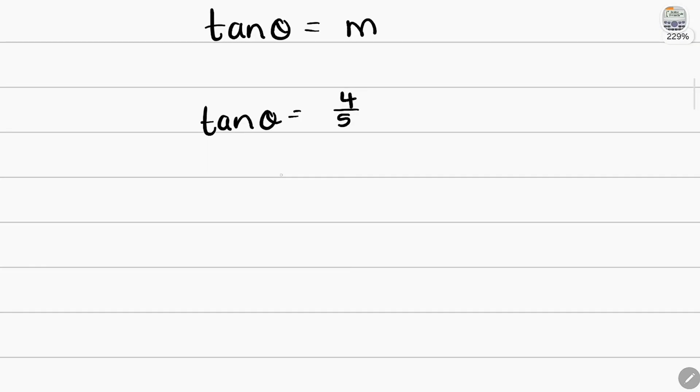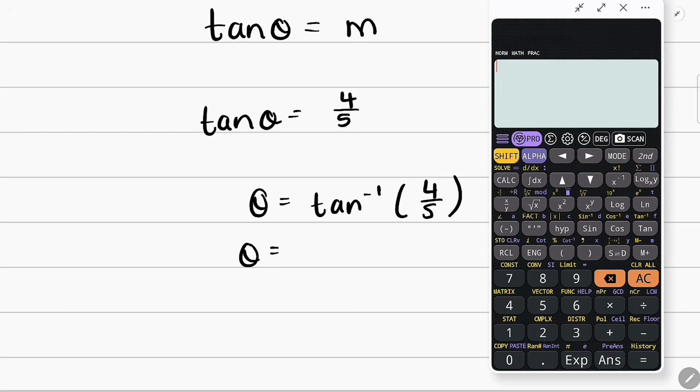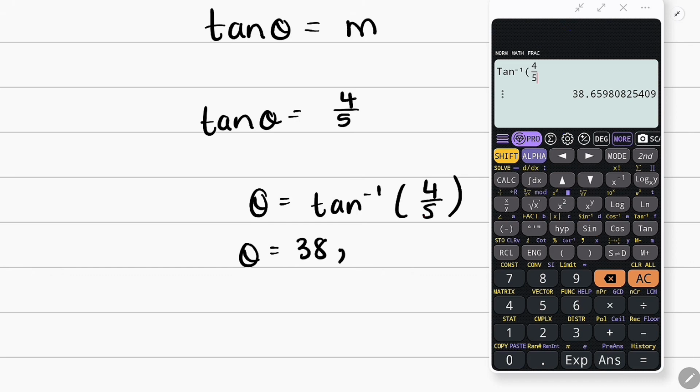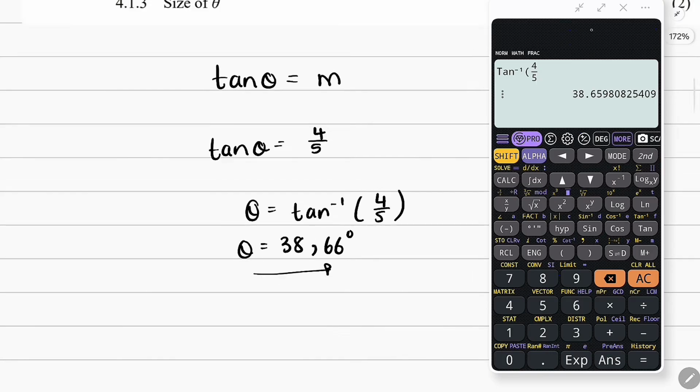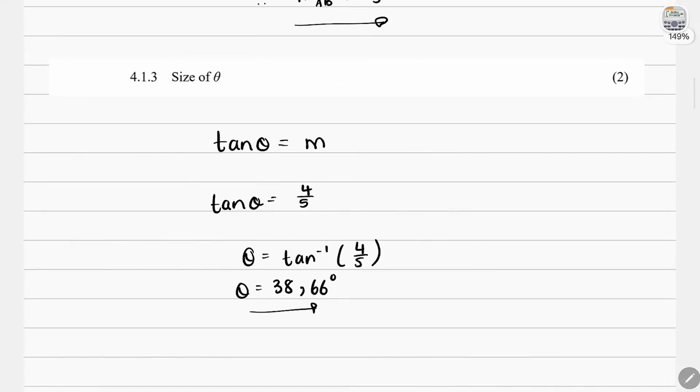And then to find the answer for theta, we'll simply take the inverse of tan. So we're using the second function of tan. So this is shift tan 4 over 5, and then let's just find out what that is. So shift tan 4 over 5 is simply equal to 38 point, and that is going to round up to a 6. And you can just leave it like that, that's fine. So 38.66 degrees, and that is our answer. That is the size of theta. Moving on to the next question.